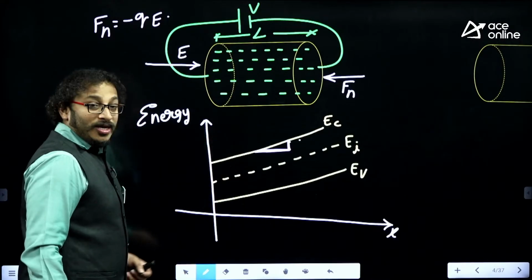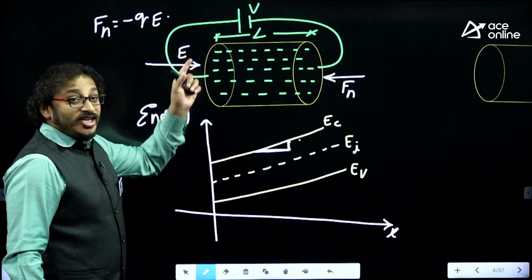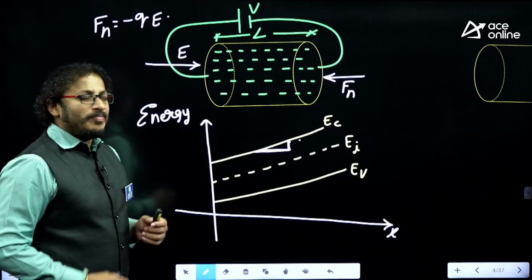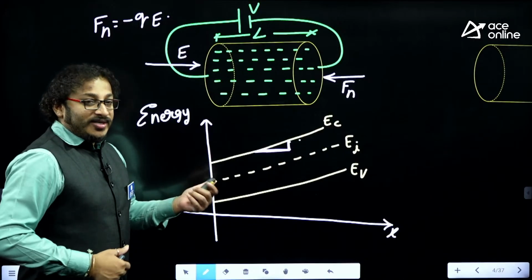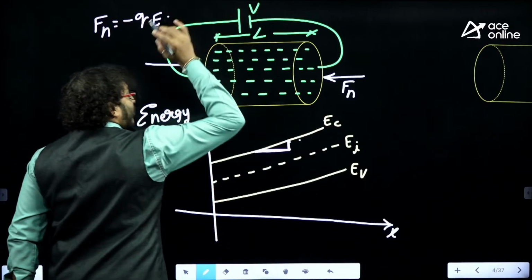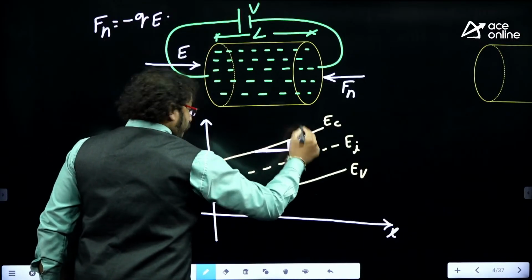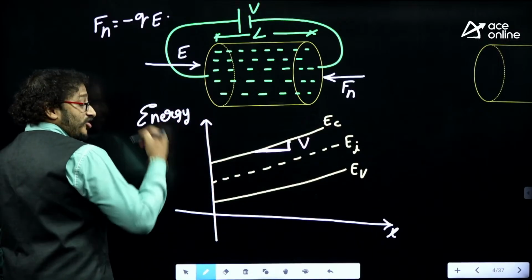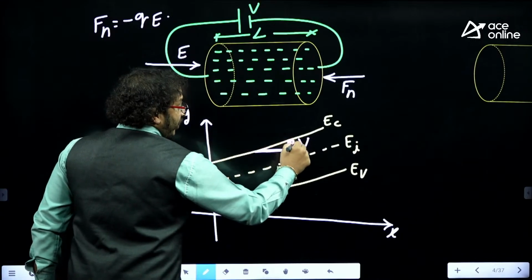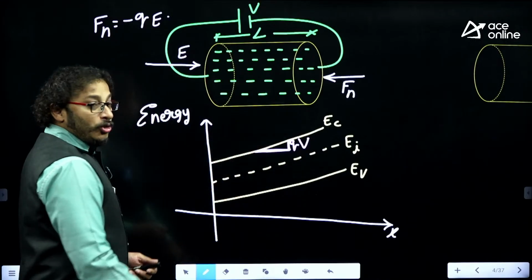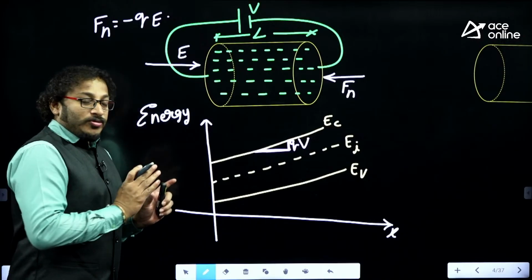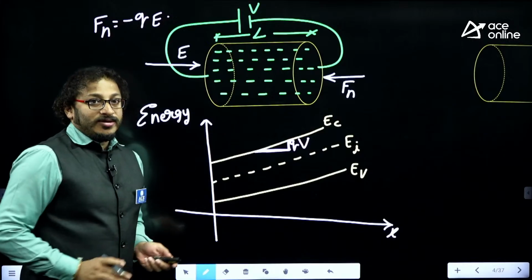The height of the slope completely depends on what, dear students? Voltage responsible for electric field. Many PSUs have asked to find the height of this slope. Please take care of that. So here, what is the voltage responsible for electric field? V. But don't forget, y-axis is energy. Energy is equal to W, W equals V into Q. That's why it is Q times V. The height of the slope is nothing but Q times V. I think now this is very easy. We are able to draw the energy band diagram over here.